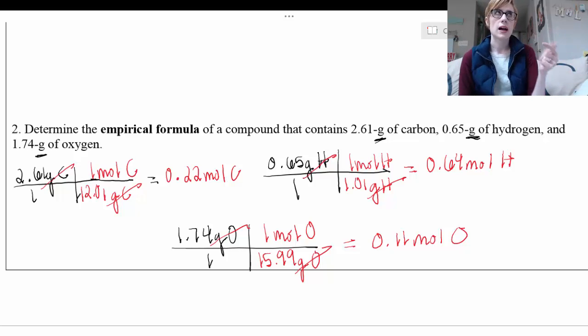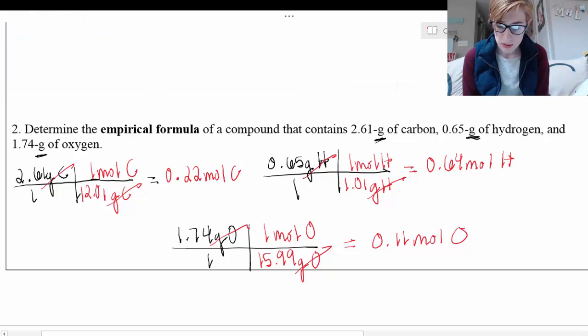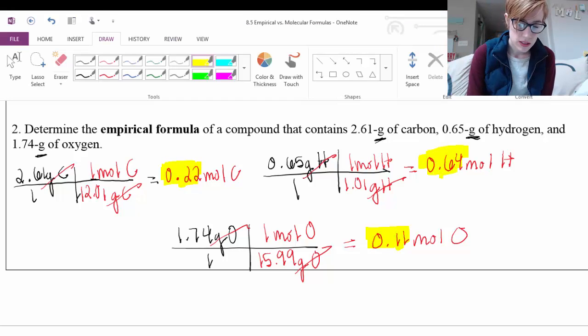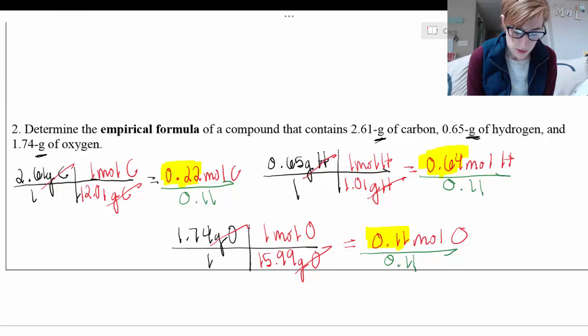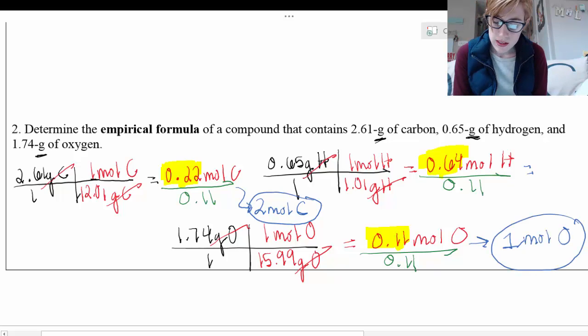So now I divide by small. So I look here, which one of these is the smallest number? 0.11 is the smallest number. So I'm going to divide all of these numbers, each one, by 0.11. This gives me 2 moles of carbon when I divide them. This gives me 1 mole of oxygen when I divide them. And this gives me like 5.9, which I'm gonna round up to 6.